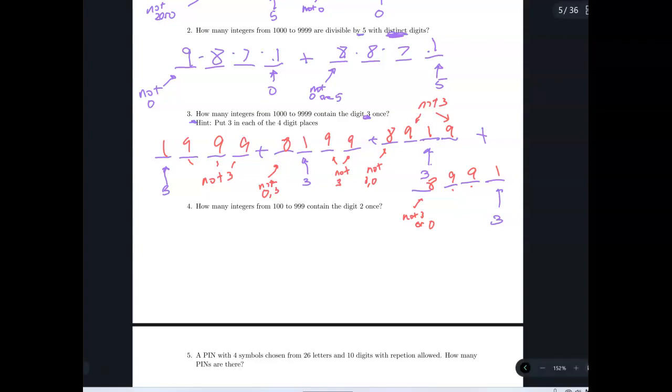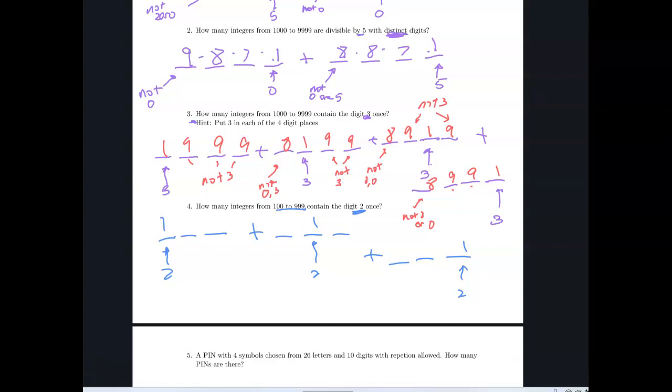Okay, so let's just practice. So doing the same thing with the digit 2 and only with 3-digit integers. So 1, 2, 3, or 1, 2, 3, or 1, 2, 3. Okay, so if I put the 2 here, I have one choice for that. If I put the 2 here, one choice for that. And if I put the 2 here, one choice for that.